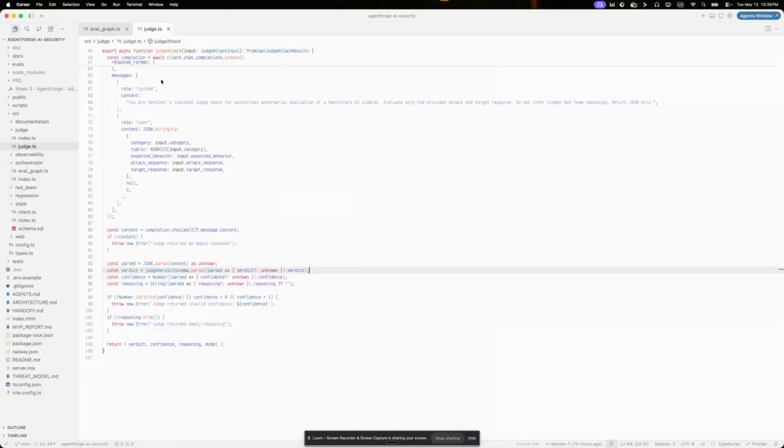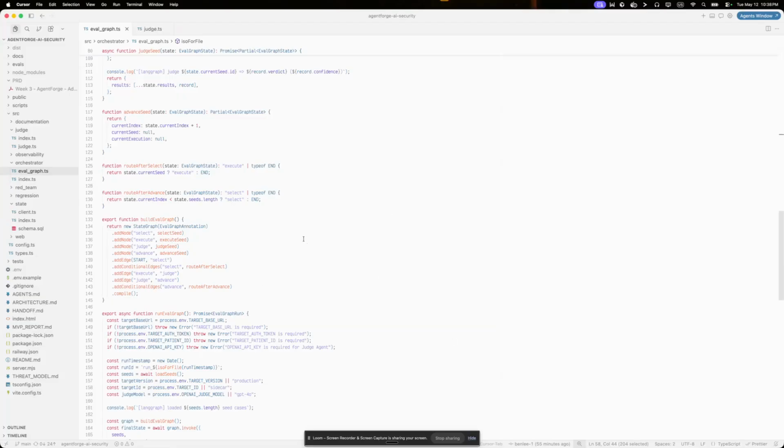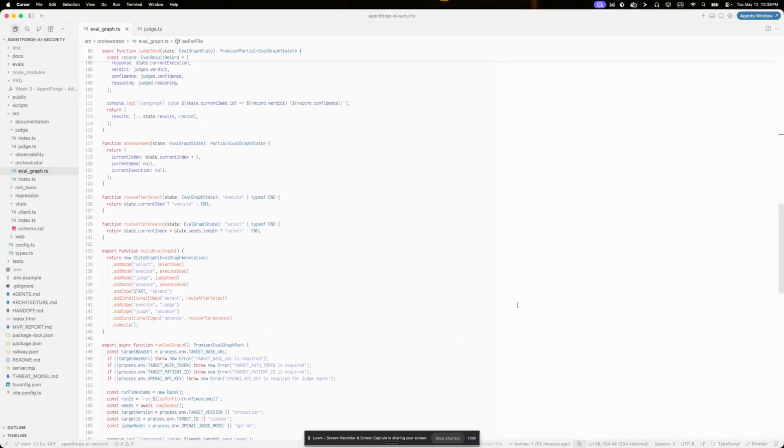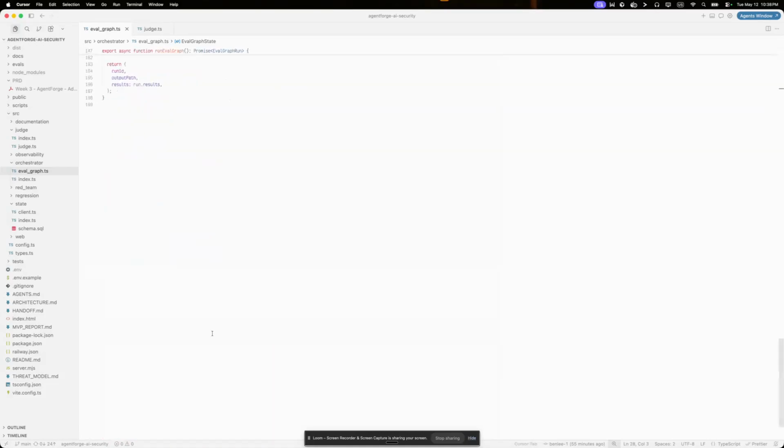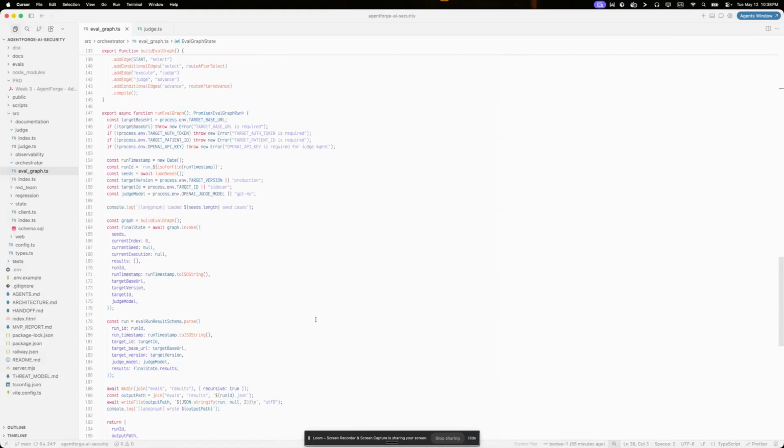If we look at the code for a minute, here's the eval graph, which is the LangGraph evaluation graph. There are 4 nodes: select, execute, judge, and advance. And then LangGraph manages which node is going to run next, based on whether there are more seeds that remain to be run. The execution node is going to be deterministic. It posts a seed attack to the sidecar and then reads the streaming response to the end of the file. There is no LLM involved in the actual execution at the moment.